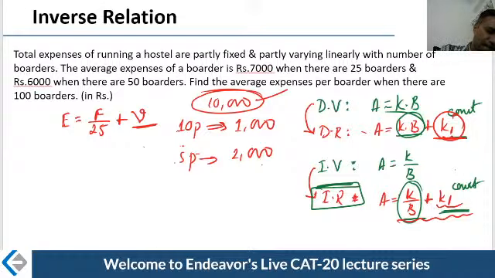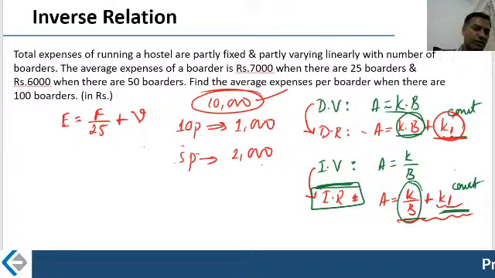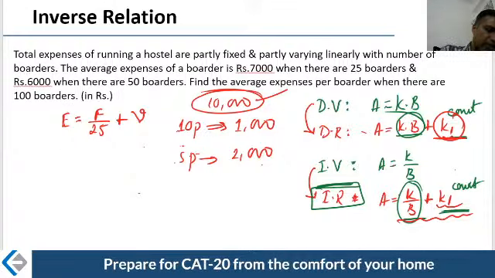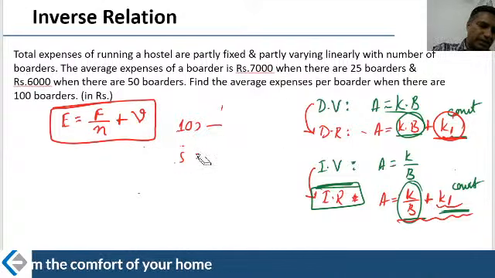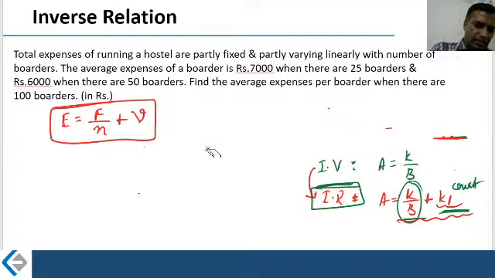Therefore, I wrote this as F divided by 25 plus V. That becomes fundamentally my first equation. What is the second one? Let me write it as n first. General form: F divided by n plus V. This is my general form, right? So now let me write these two equations quickly and solve.